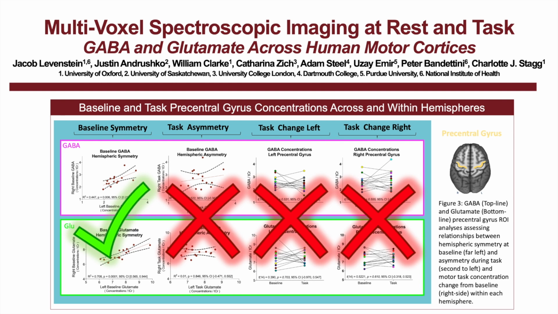During a task, these are disrupted and we no longer find that relationship. The rate of change in terms of baseline to task was not consistent across participants within the left precentral gyrus for GABA or glutamate, or within the right for GABA or glutamate.